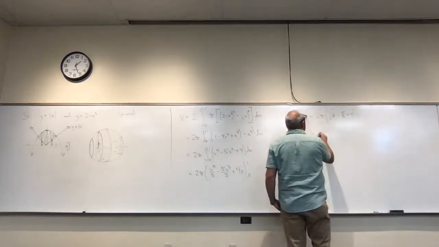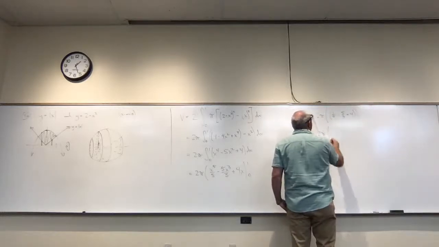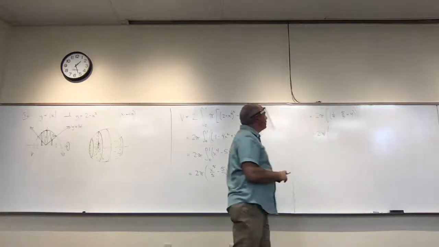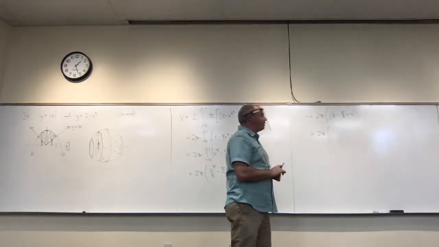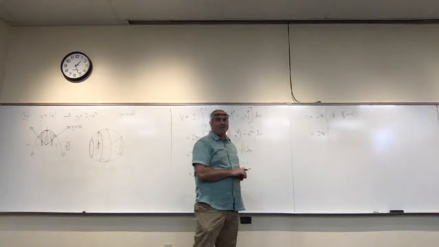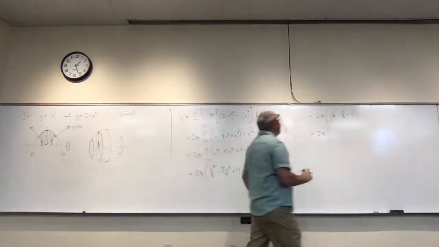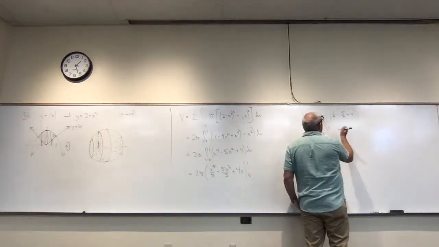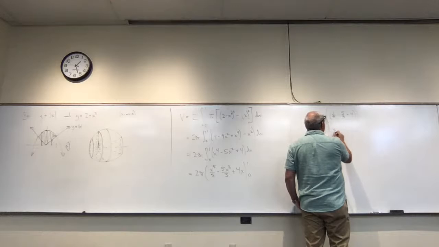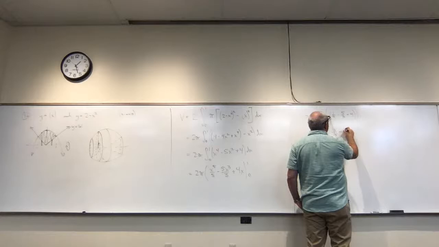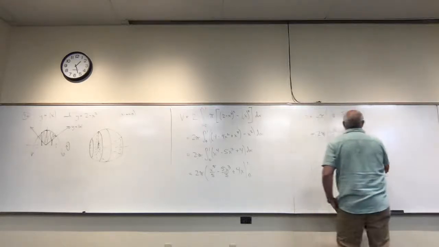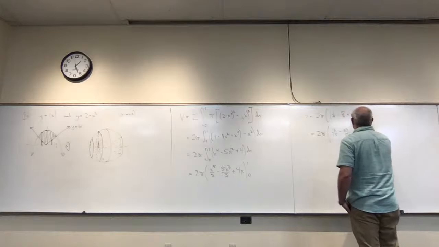So I still have my 2 pi. And then I actually have to think for a second. I guess my common denominator is 15ths. So 1/5 is 3/15 minus, let's see, 25/15. And then plus 60/15.